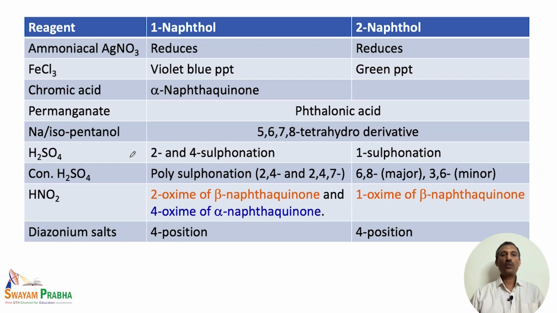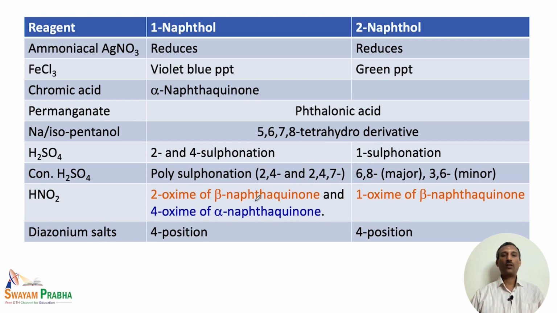And when we use sulfuric acid for sulfonation, that is a direct sulfonation, we end up with 2- and 4-sulfonation for 1-naphthol, whereas 1-sulfonation happens for 2-naphthol. And if you use harsh conditions or very concentrated sulfuric acid for the sulfonation, we end up with polysulfonation. The positions of the sulfonation actually differ between 1-naphthol and 2-naphthol.